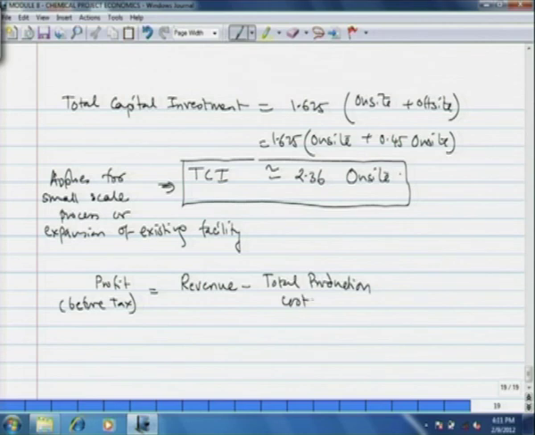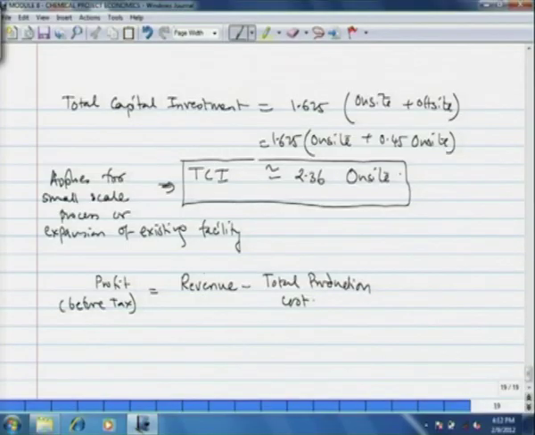This is on the assumption that you own the capital that you have invested. If you have borrowed the capital from a bank or some other funding agency, then the interest that you have to pay, or the term installment on that loan, is also deducted from this. Profit is revenue minus total production cost.